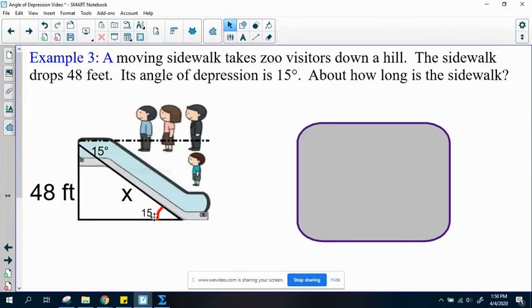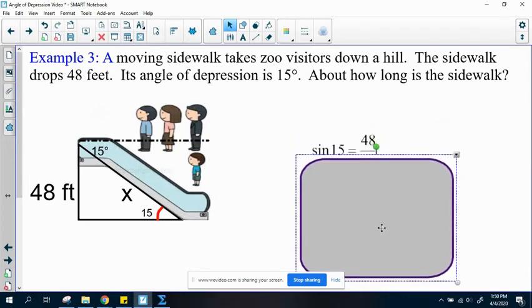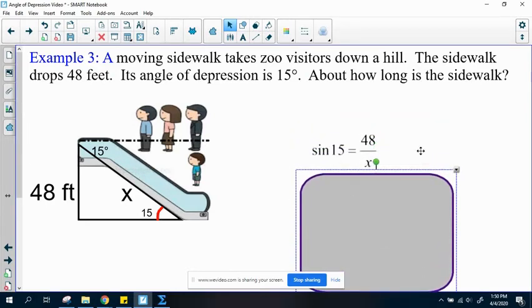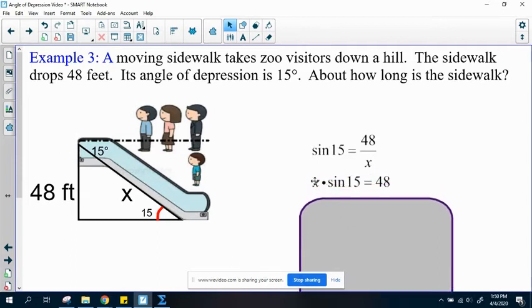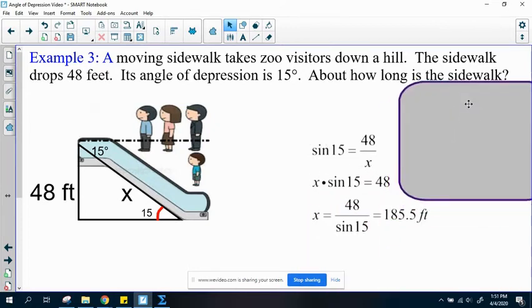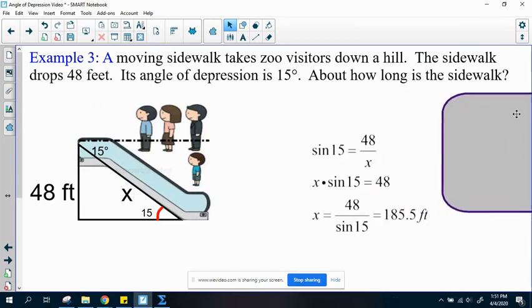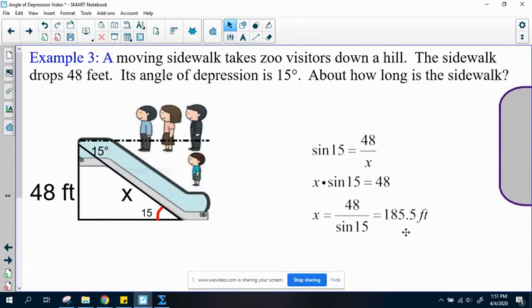So I have the opposite, but I'm trying to find the hypotenuse. Opposite over hypotenuse is going to be sine. So I'm going to do the sine of 15 equals 48 over x. Opposite over hypotenuse. I'm trying to figure out how long this is. So I'm going to multiply the x up, because I'm trying to get it by itself. Again, these two essentially just switch spots. And I'm left with 48 divided by sine of 15, which gives me 185.5 feet.